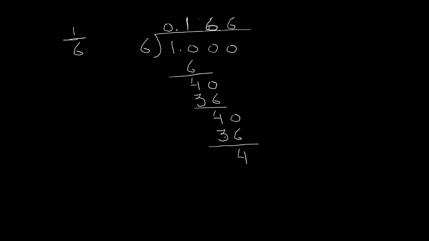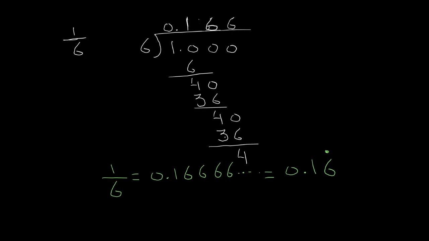So I can write 1 over 6 is equal to 0.1666 dot dot dot, and the way we write this dot dot dot is we put a dot on top of the 6. So the dot on top of the 6 means that 6 is going to repeat itself.